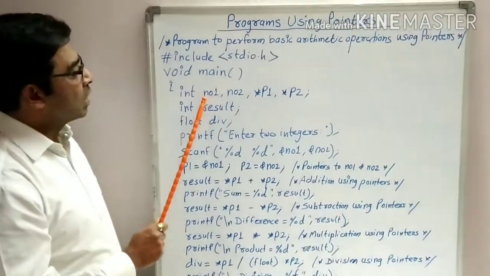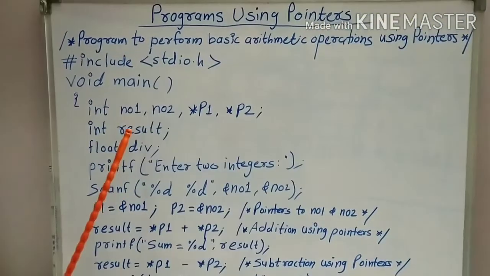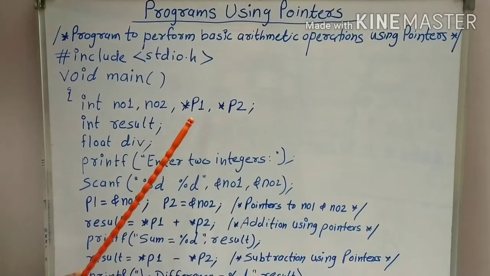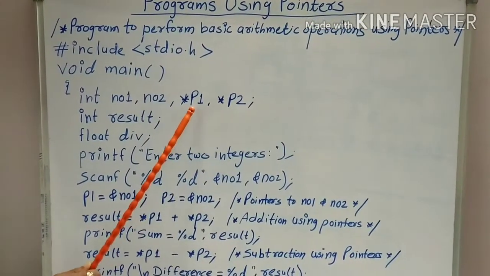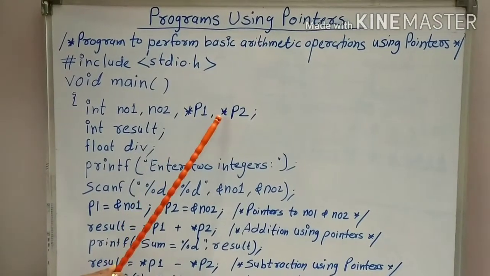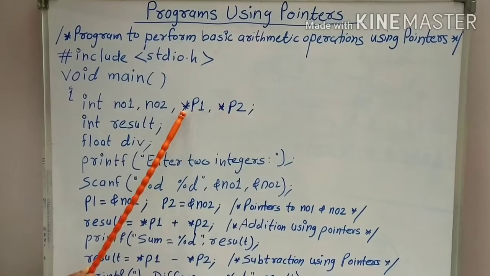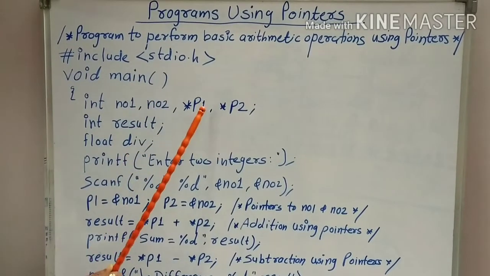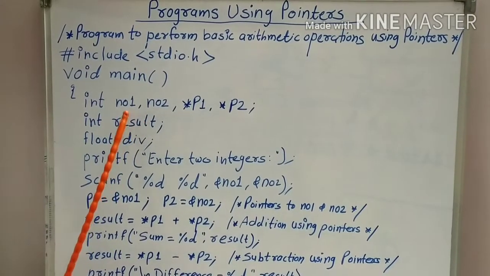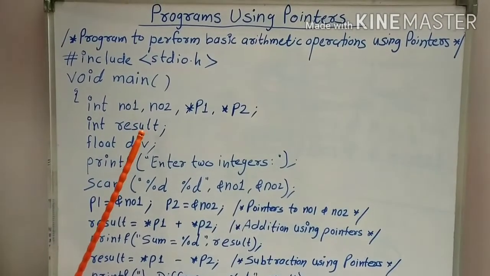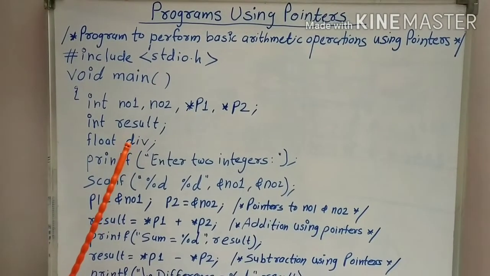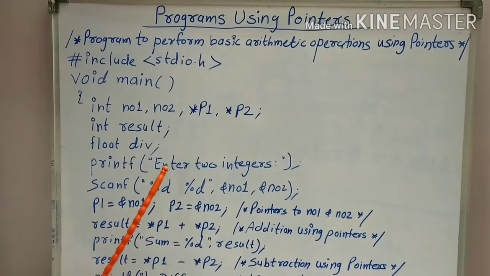So for this we will require two normal variables to represent two numbers, that is NO1, NO2. Then I am declaring two pointers here, P1 and P2. As in lecture number 1 we have studied, this asterisk or star differentiates between the normal variable and the pointer variable. Then result, whatever the arithmetic operation we perform, will be stored in result. Div is the variable required for the division result.